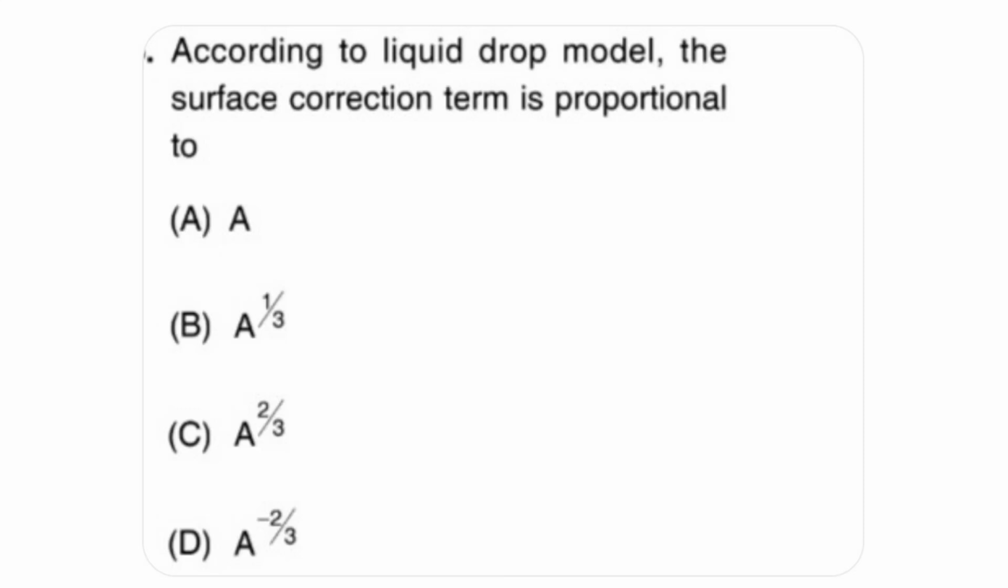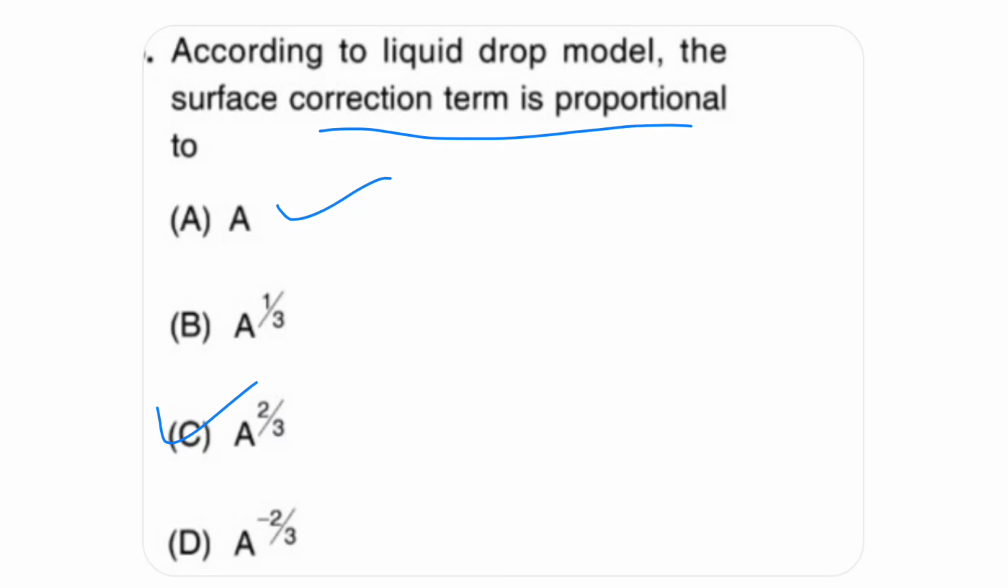According to the liquid drop model, the surface correction term is proportional to option A, A raised to 1 by 3, option B, A raised to 2 by 3, and option D, A raised to minus 2 by 3. The right answer: option B, A raised to 2 by 3.